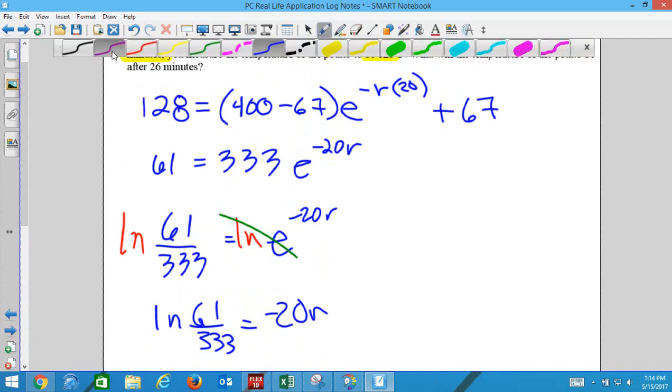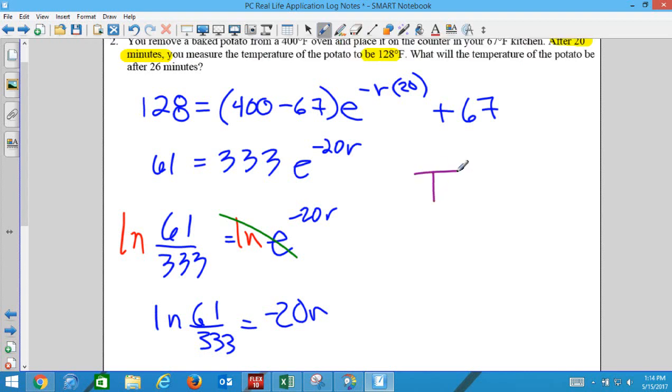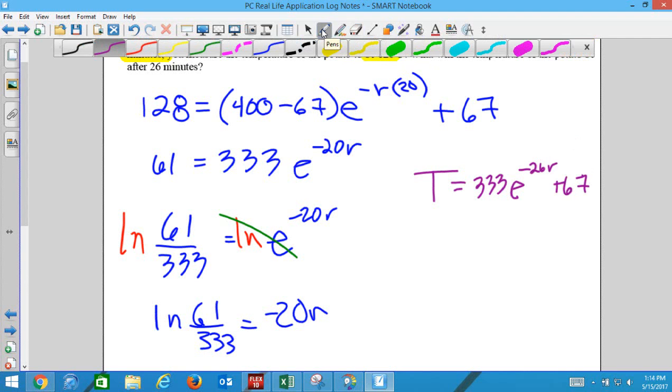And we're going to redo the problem. This time it's for 26 minutes. So I don't know the temperature. This is still 333. This is still e to the negative, instead of negative 20r, it's negative 26r plus 67. So the same equation. We don't know the new temperature and it is a different time. But we do know the rate.